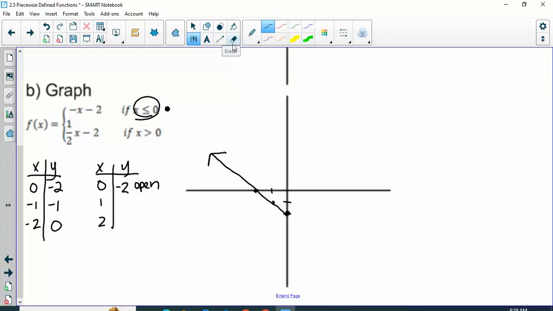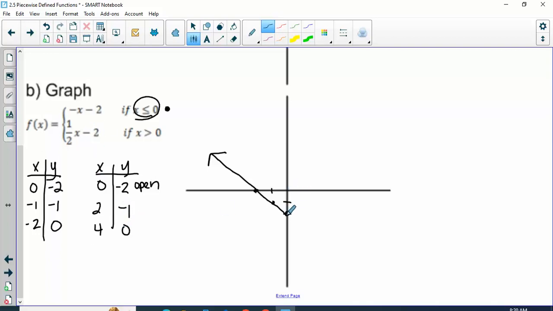If you really are opposed to that, what could you plug in instead of doing 1 and 2? 2 and 4, if you don't want any fractions. Do you guys have a preference? Yeah. You don't like fractions. Okay, we will do 2 and 4 to make you happy. So 1/2 times 2 is 1, minus 2 is negative 1. 1/2 times 4 is 2, minus 2 is 0.